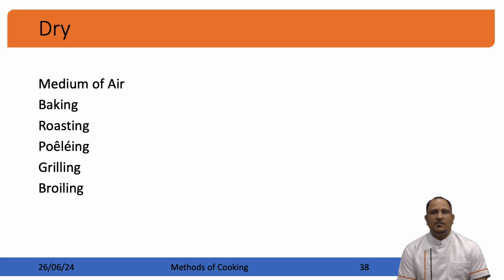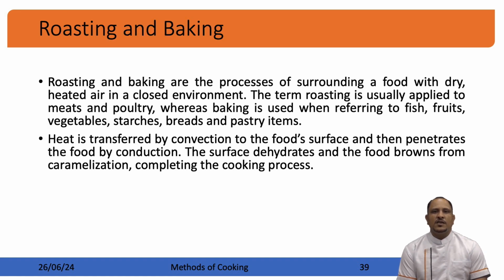Now let's talk about dry methods of cooking using air as a medium. These methods are baking, roasting, boiling, grilling and broiling. Okay. So talking about roasting, roasting is a method of cooking where heat is transferred to food by air, at times keeping the food above fire, as in the case of early men's cooking where they used to hang the whole animal above the fire, where heat from the fire is transferred to the food by air.